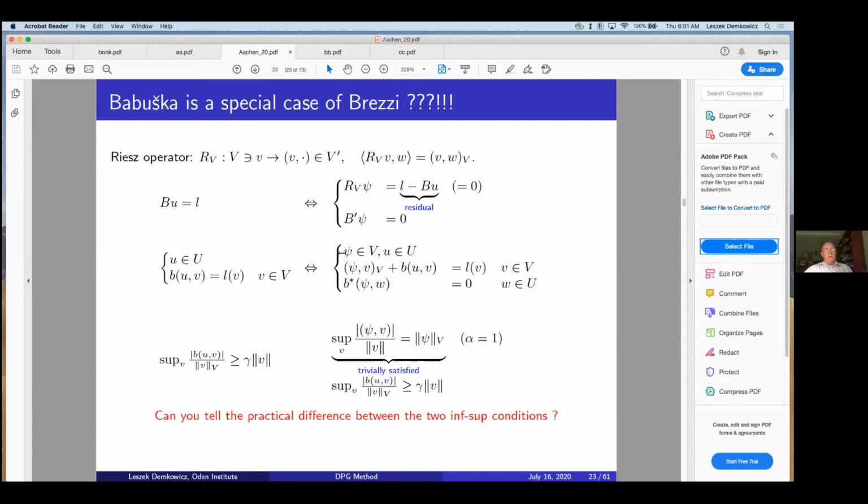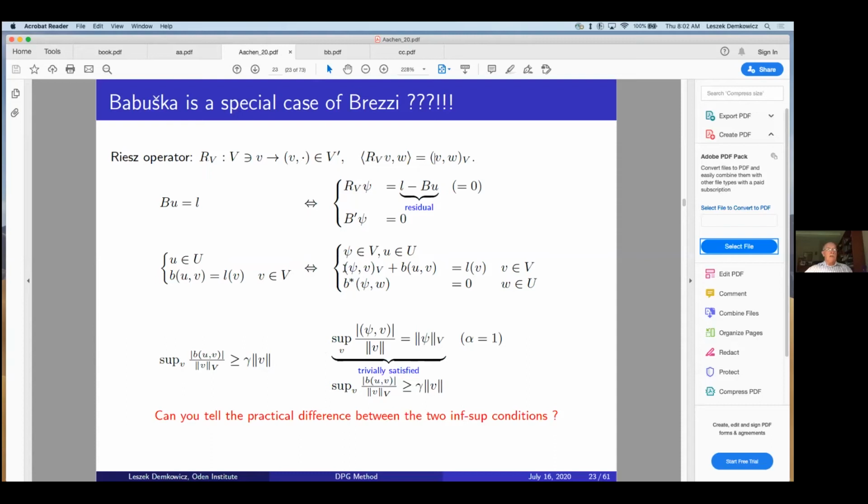The good news is that this psi is zero. On a continuous level, you're solving for zero. Along with the solution, you're solving for the residual, the Riesz representation of the residual. And you have a mixed problem. And when you have a mixed problem, then you have to obey the two Brezzi conditions.